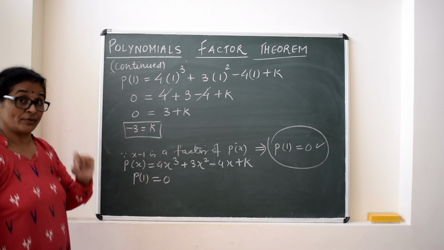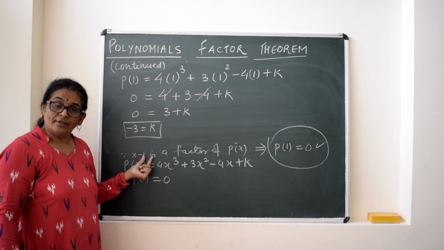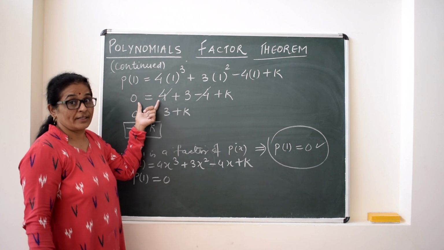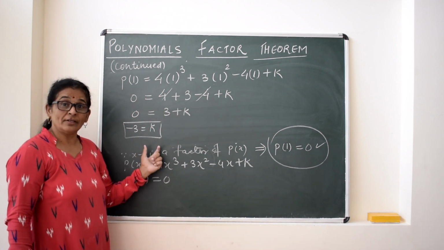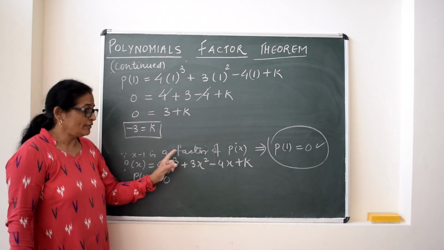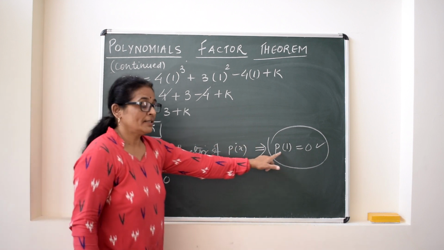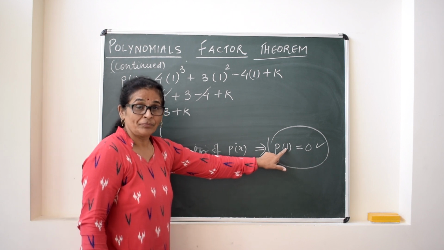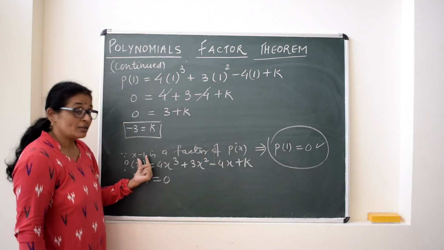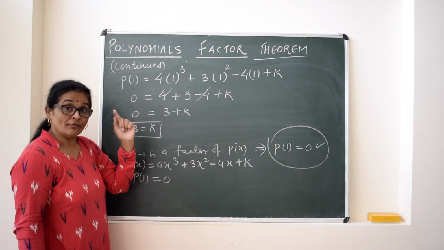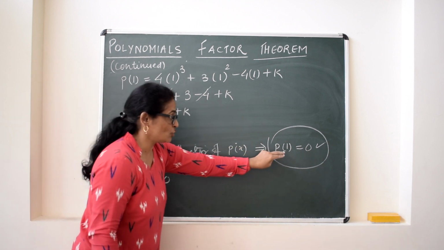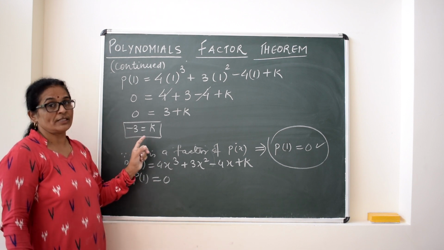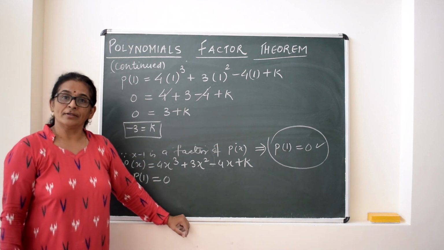This is the second type of situation: when the factor is given, then find the value of the unknown quantity. In the previous example, I told you to check whether it is a factor or not. But here the factor was already given. So when the factor is already given, then you will apply P of 1. Here, how did you get this number 1? By equating the factor with 0 to give the value of x. That has to be substituted, and then you can get the value of the unknown quantity. So these are the uses of the factor theorem.